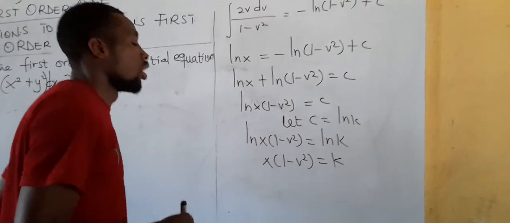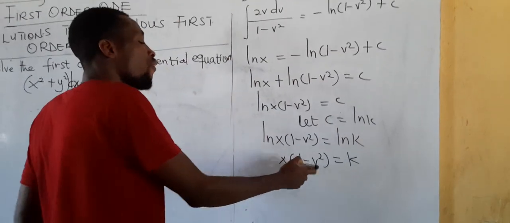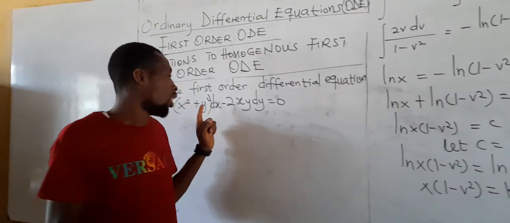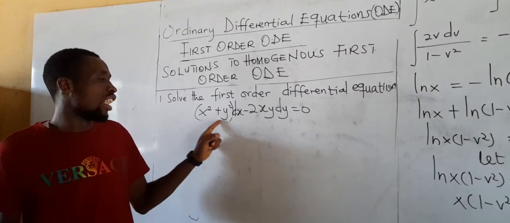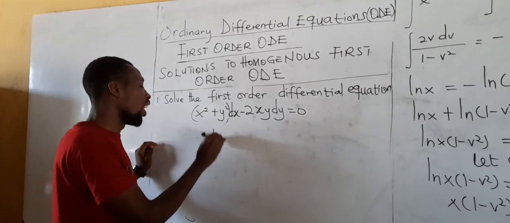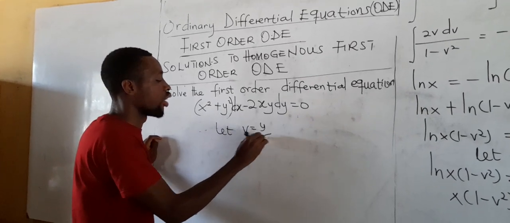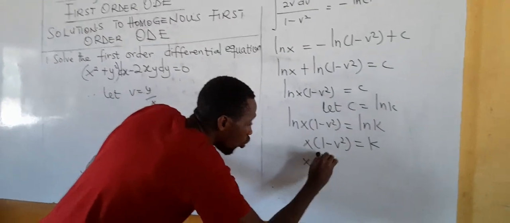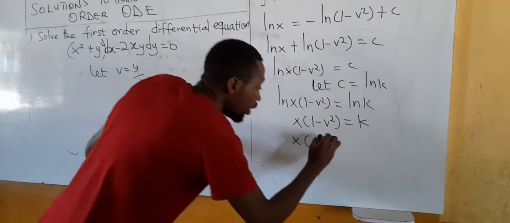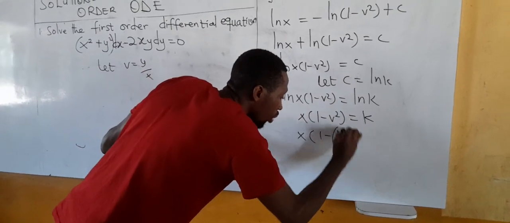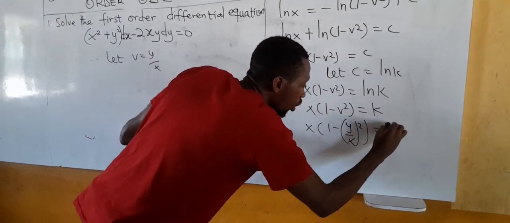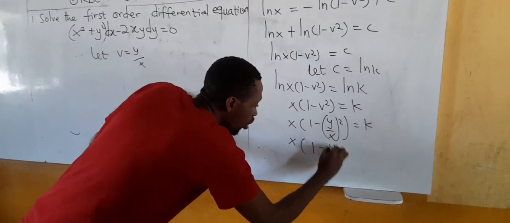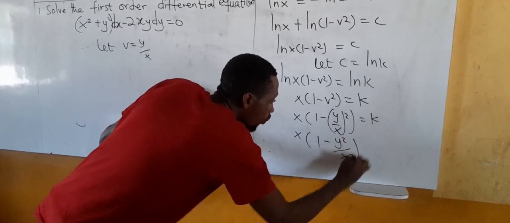Is that what it is? So what's the next thing? Remember, in our initial equation given to us, you will see that there is no v in it, but we said we should let v be equal to y over x, if you can remember. So in place of v, we just put that. So we have x times (1 minus y over x, all squared) equal to our constant k. So x(1 minus y squared over x squared) is equal to k.